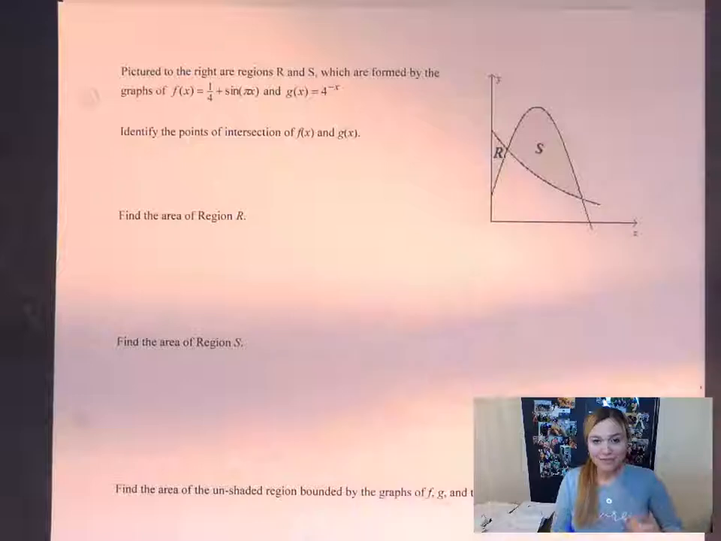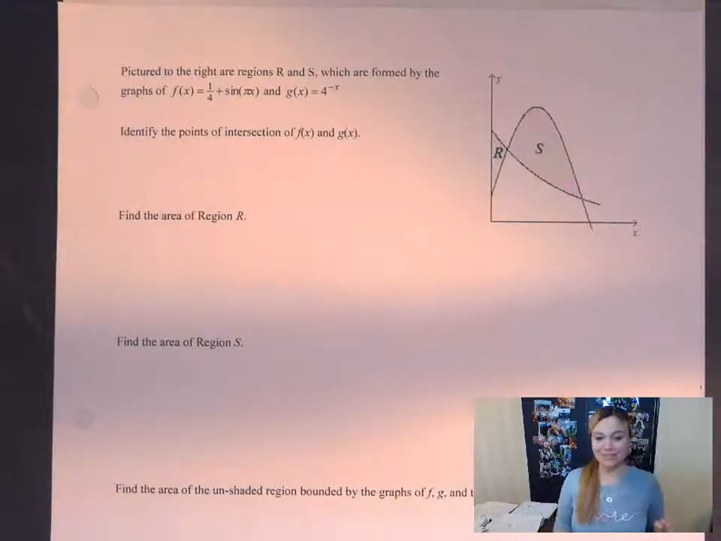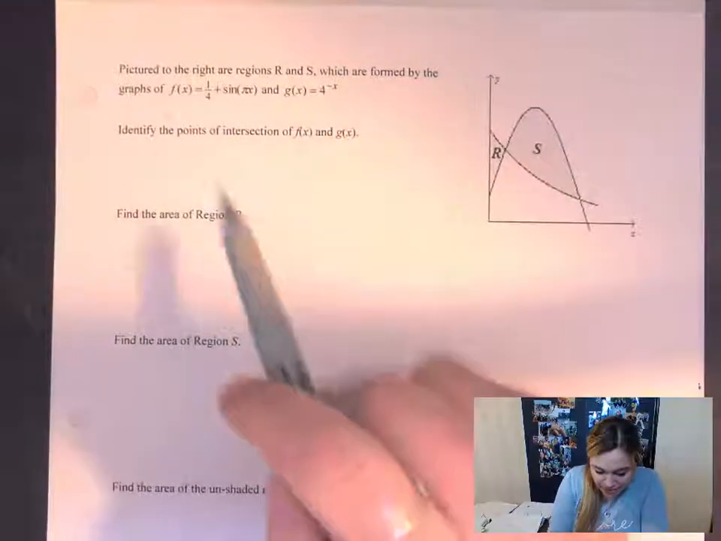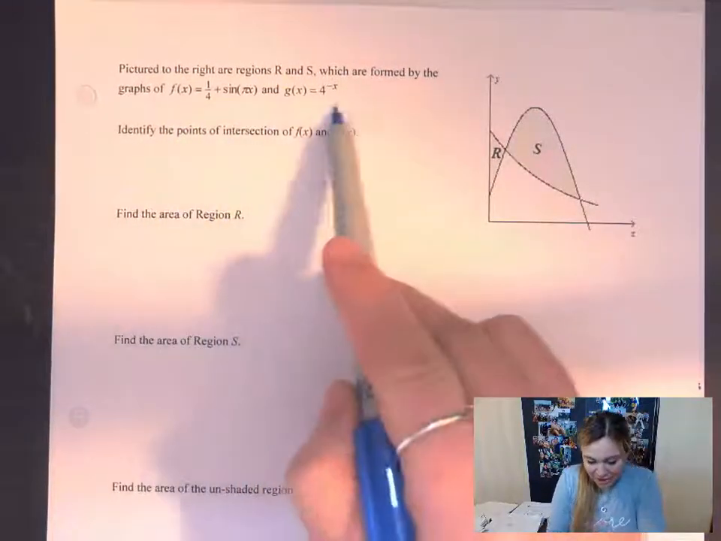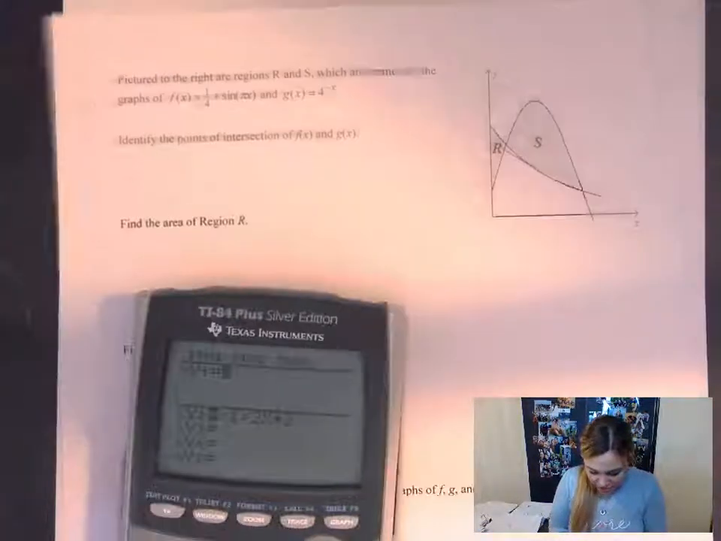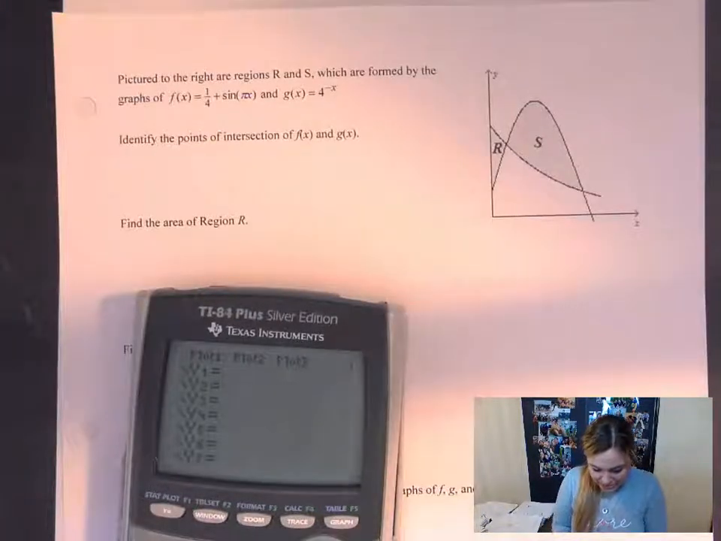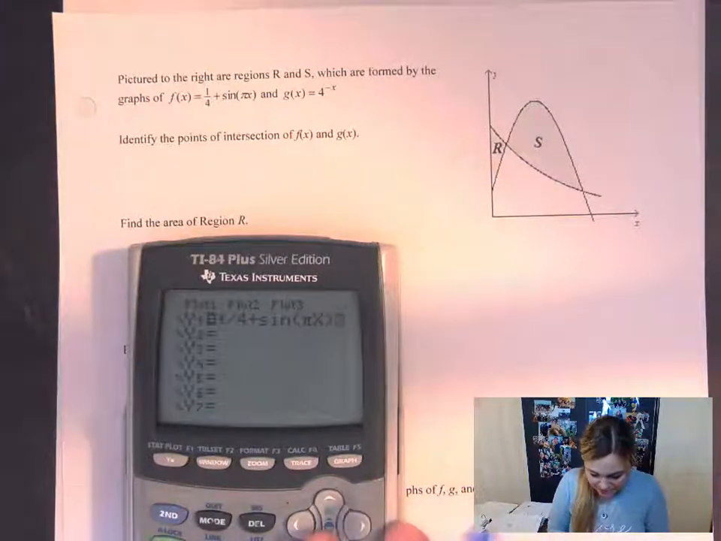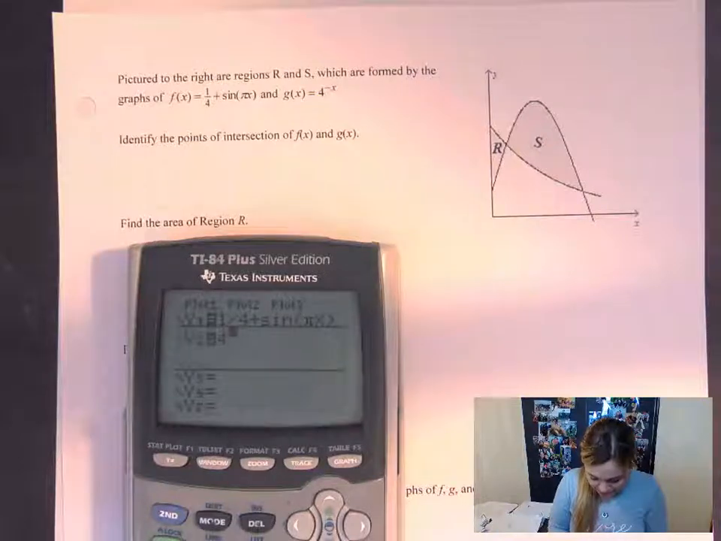Okay, so now I've got two other functions. Hooray! This is on Daily Lessons 214. Pictured to the right are the regions R and S, which are formed by the graphs of f of x and g of x, where g of x is 4 to the negative x. So what I'm going to do, just so I know which one's on top and which one's on the bottom, is write f of x as 1/4 plus sine pi x. G of x I know is 4 to the negative x. So I'm going to write it exactly like that.